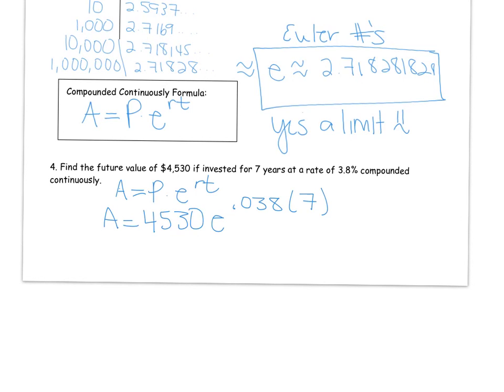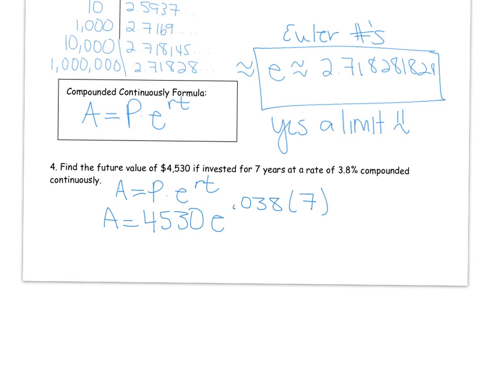And then I'm going to plug it all in my calculator at once. 4530, either second ln or second divide, raised to that 0.038 times 7. If you have the newer operating system, it should show that that 0.038 times 7 is already in the exponent. If you have an older one that actually shows the caret key, make sure you do parentheses 0.038 times 7, or it will not calculate it correctly.